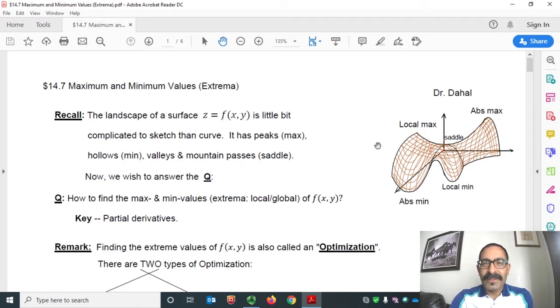So the first question we want to answer here is how to find the maximum and minimum values of the graph of a function of two variables. So the key idea is partial derivatives. Let me scroll down.